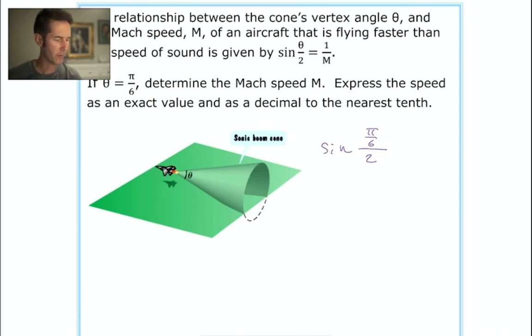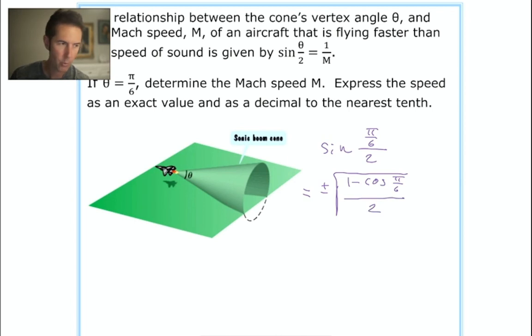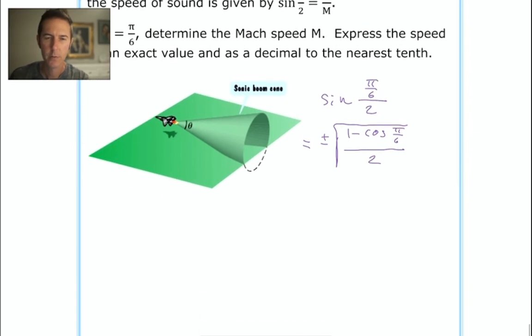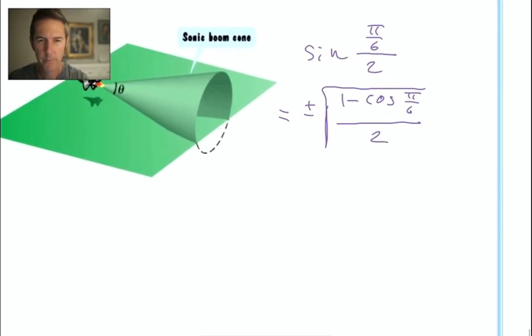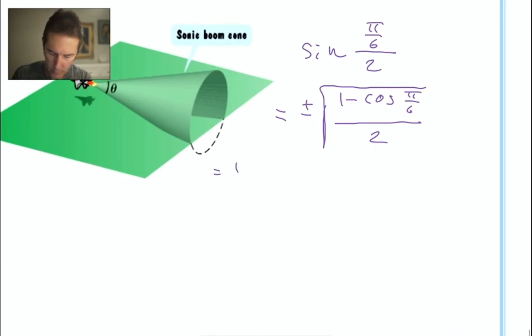My half-angle formula says that the sine of alpha over 2 is equal to plus or minus the square root of 1 minus the cosine of my angle measure, which in this case is pi over 6, all divided by 2. I feel like we've done this before. So let's march through this fairly quickly. That's equal to plus or minus the square root of 1 minus the cosine of pi over 6, which is root 3 over 2. We're going to take all of that and divide it by 2.